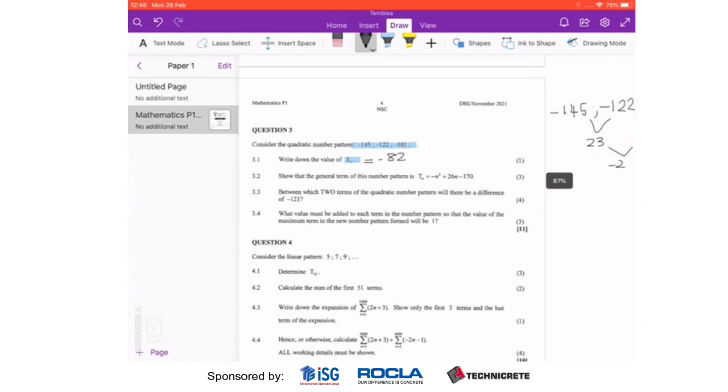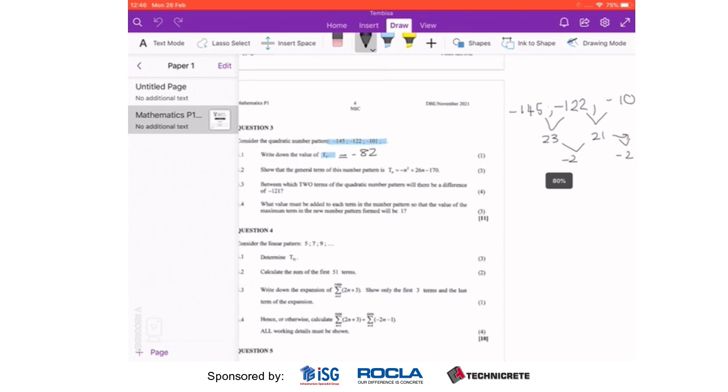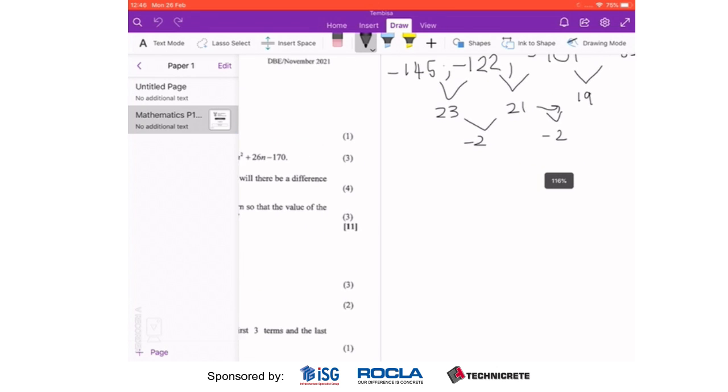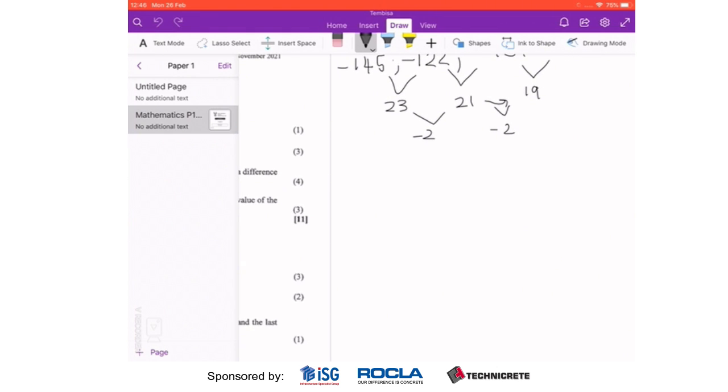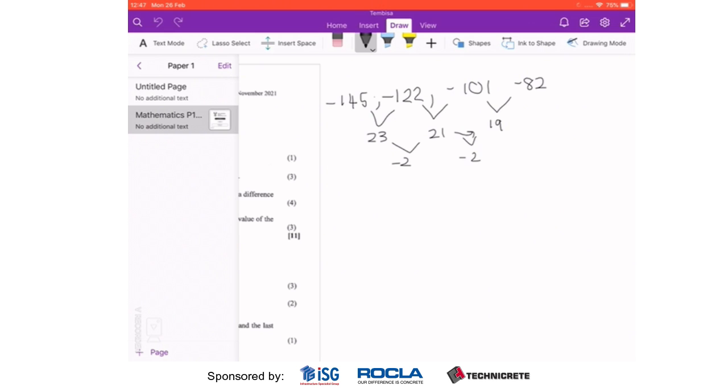The next question says, show that the general term of this number pattern is that. So they want us to calculate the general term, and we can check ourselves afterwards with what they've given us. When you're calculating the general term, you need to know your first difference formula, your second difference formula, and then your third difference formula. We need to find an A, a B, and a C.